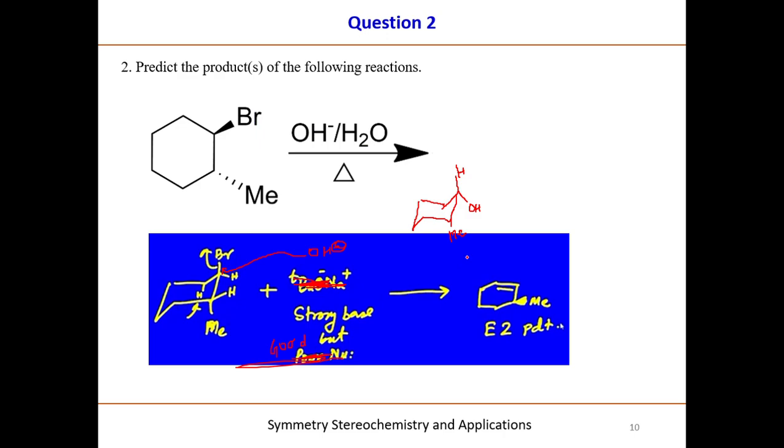Instead of the nucleophile attack, this is the possible SN2 product, but this will be the minor one. The major product obtained with a strong nucleophile in this reaction is the E2 elimination product. What will happen? Bromine will leave from here because it's a good leaving group, but the proton anti-periplanar to this bromine will also leave, and it will form a double bond here.